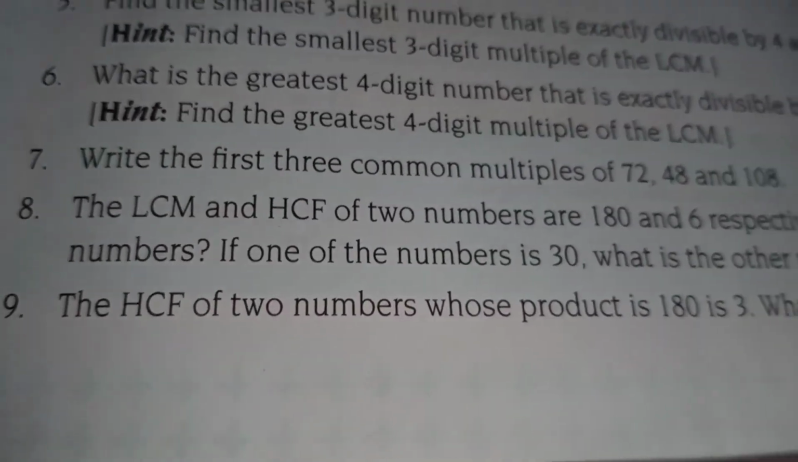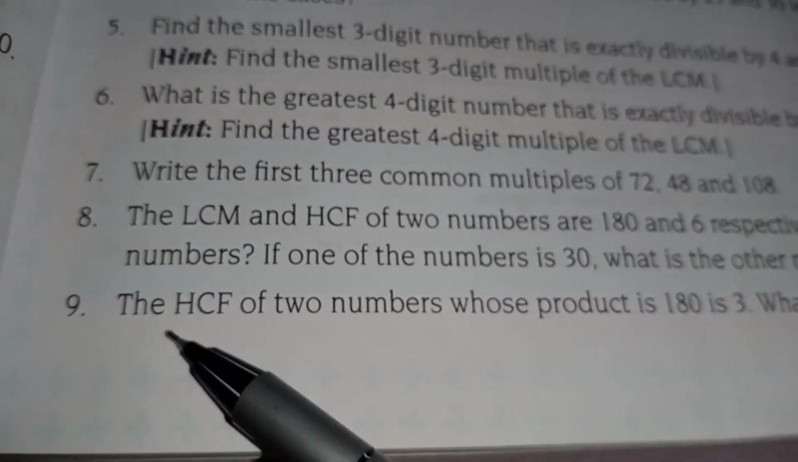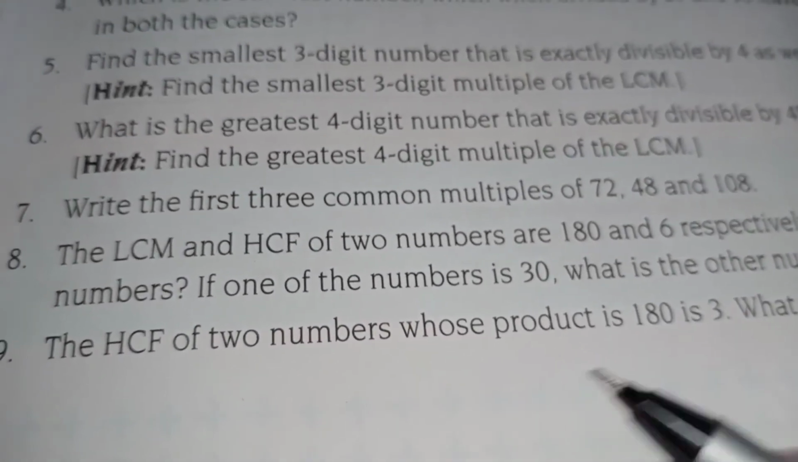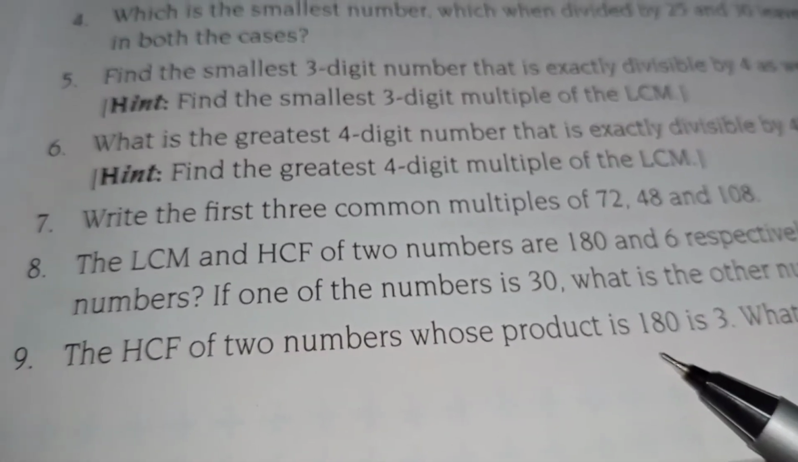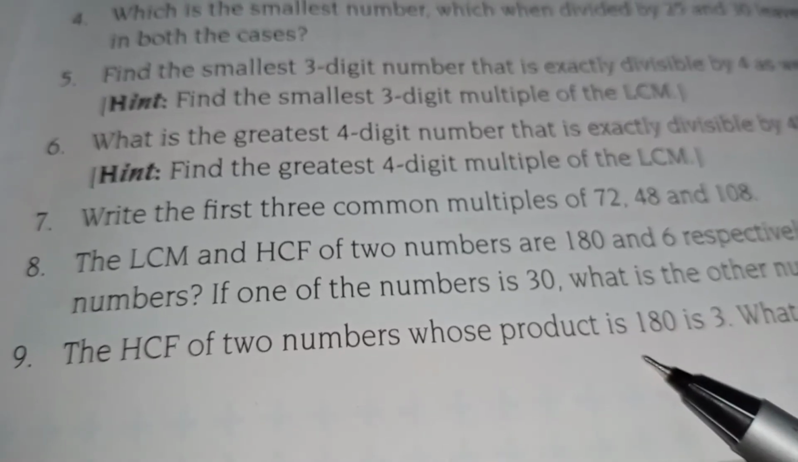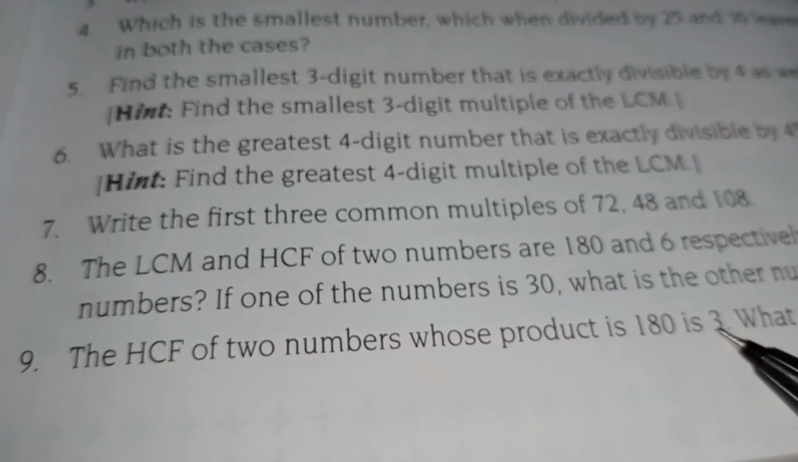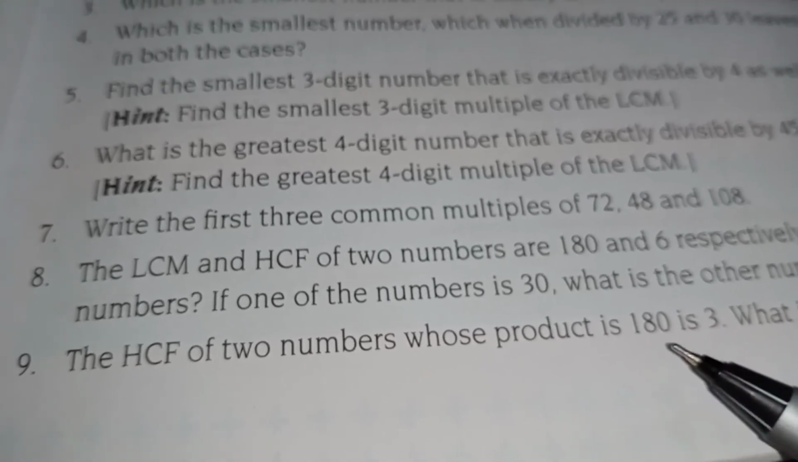Now, what is question number 9? Question number 9 is the HCF of two numbers whose product is 180. Now, see, HCF of two numbers. After multiplying the two numbers, what is the answer? 180. And HCF is 3. Okay, this is HCF, not this. This is HCF and this is the product of the two numbers.